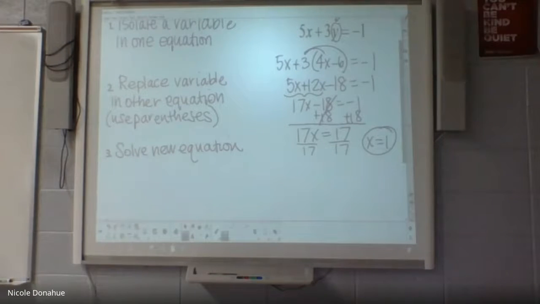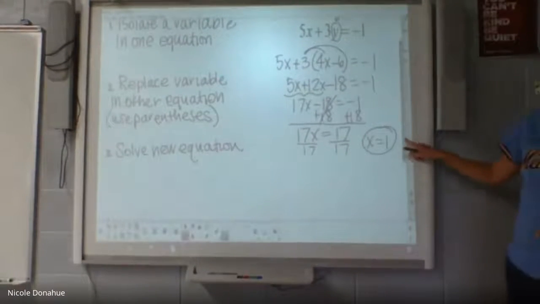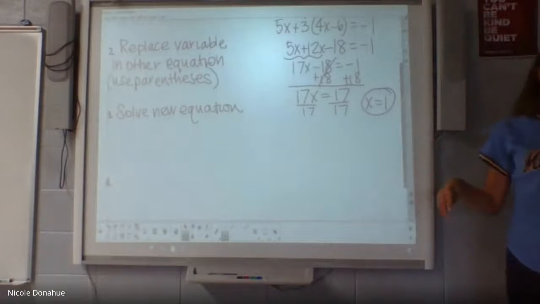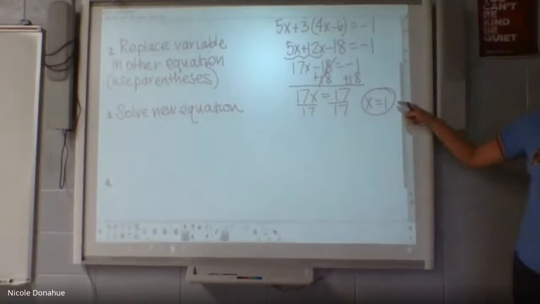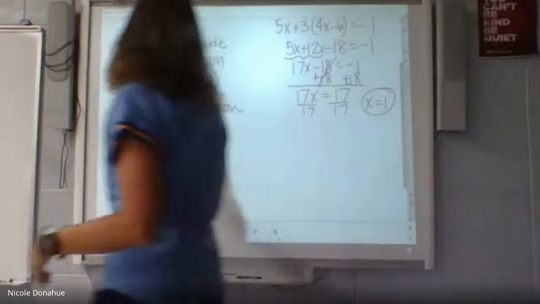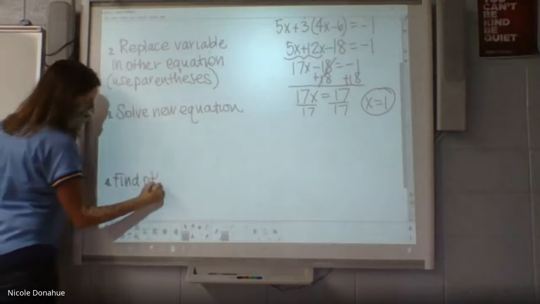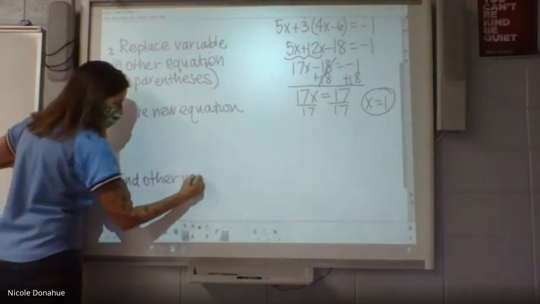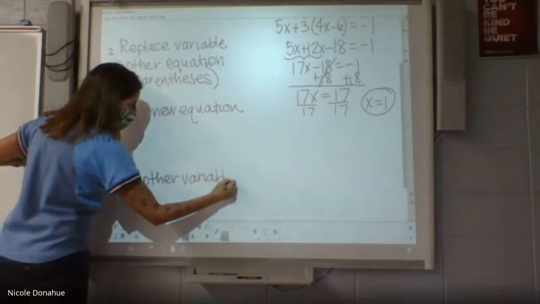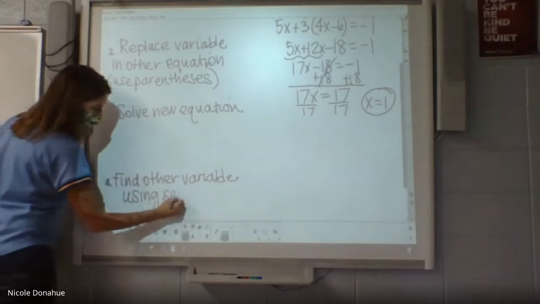So once we know x is 1, which we went ahead and solved all the way through, we still have the last step: we have to go back and find the other variable. So once I know x is 1, I have to substitute that back in to find the other variable. Boom.